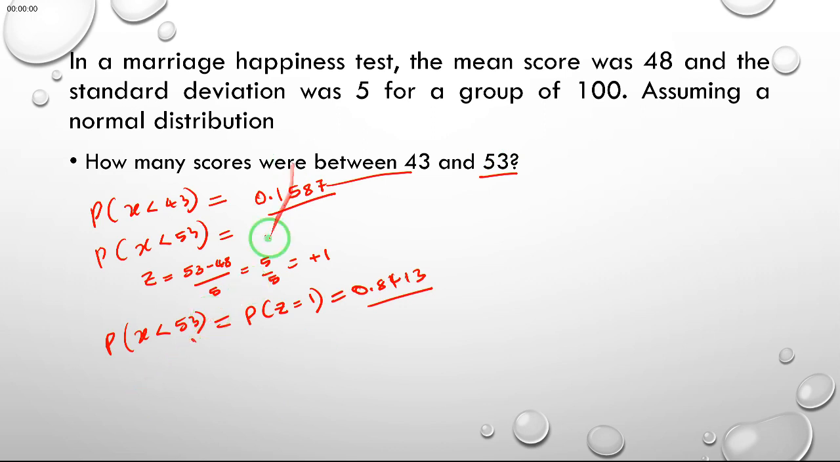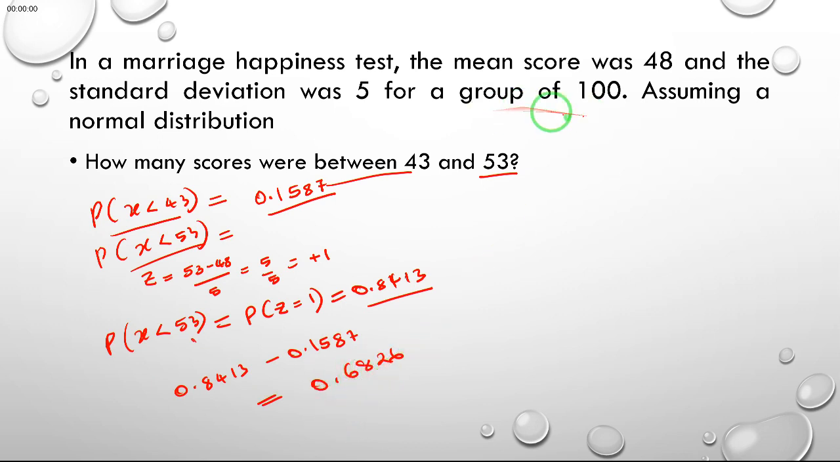Because we want the probability between 43 and 53, we say 0.8413 minus 0.1587. This becomes 0.6826. Again, we were working with a group of 100, so we multiply by 100. The number of scores between these two must have been 68.